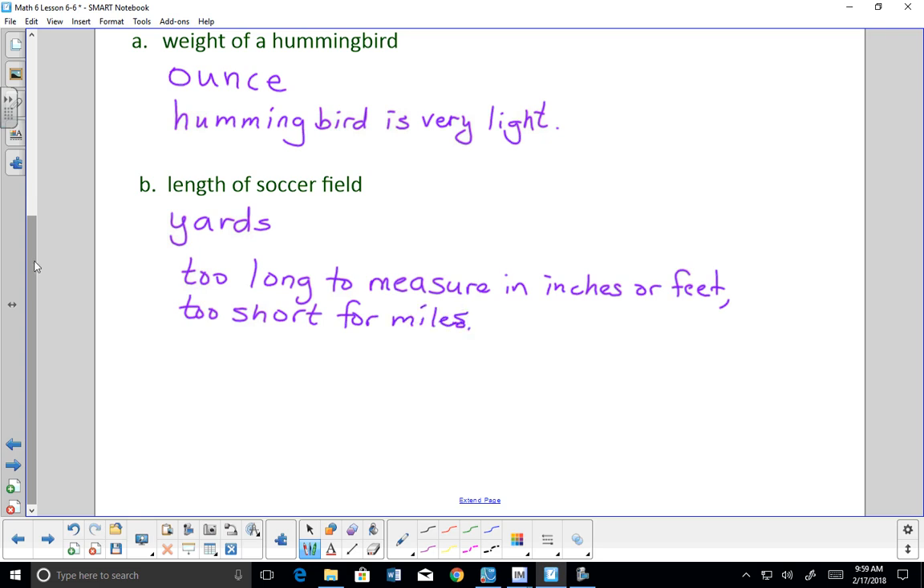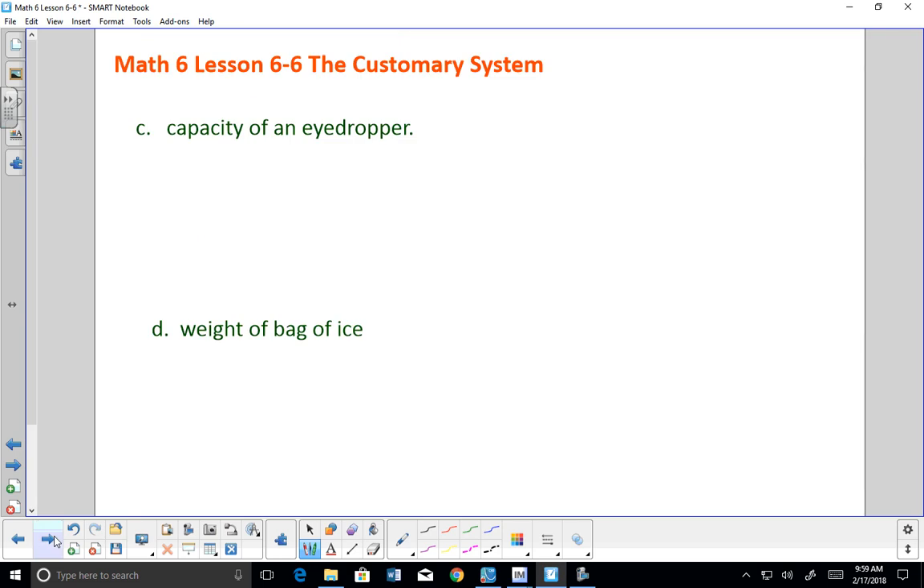Let's take a look at some more. How about the capacity of an eyedropper? Well, if you've ever done science, eyedroppers don't hold a lot of water. Its capacity, so it's got to go into the capacity container. So it's not going to be a gallon, it's not going to be a quart, it's not going to be a pint, it's probably not even going to be a cup. It's probably going to be fluid ounces, because it's just not very much. Okay, so fluid ounces, because it doesn't hold very much.